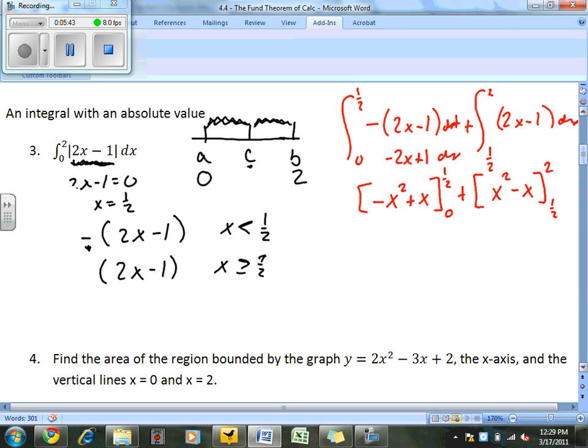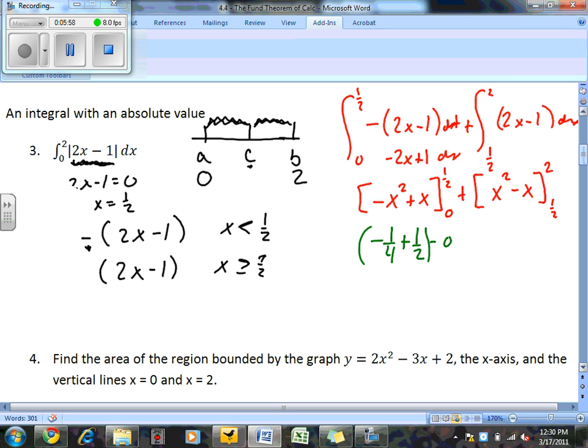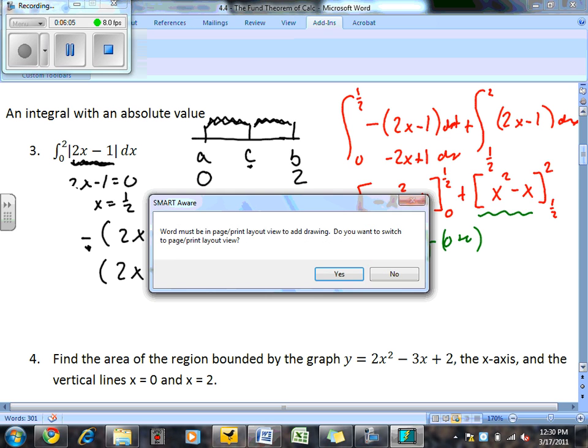All right, so now we just evaluate this. We take the top minus the bottom. So when I plug in 1/2, I'm going to have a negative 1/4 plus 1/2, minus 0 plus 0. And then I'm going to have over here, when I evaluate this one, and I plug 1/2 in there.